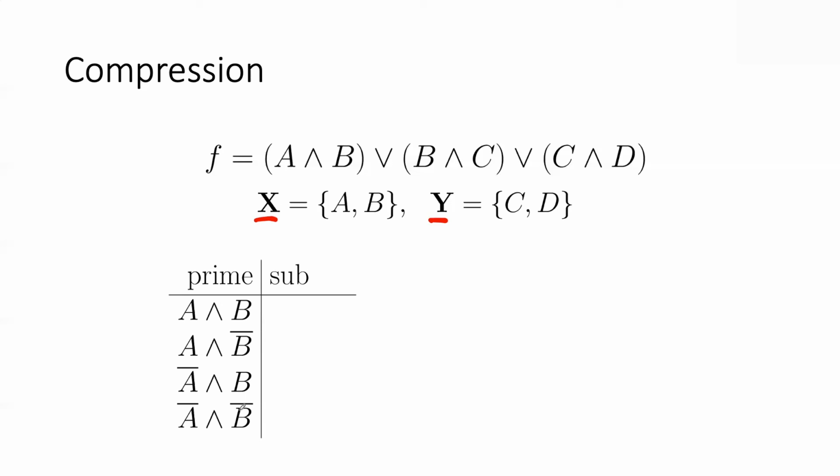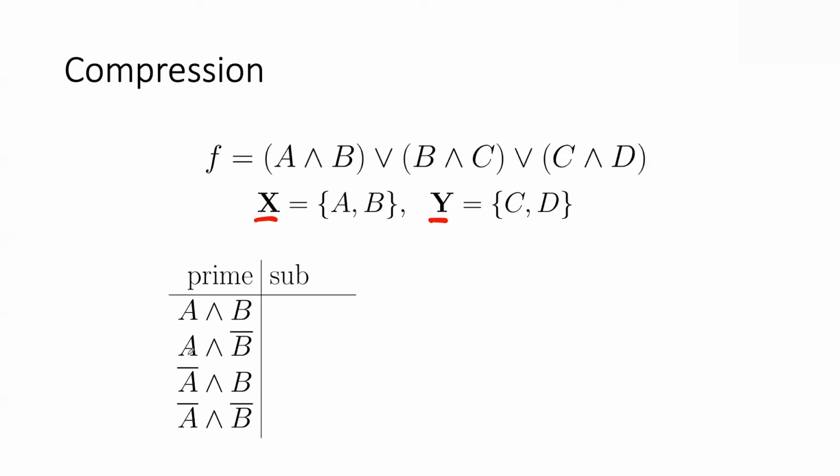Now I want to construct the subs. So for every one of these primes, I'm going to condition that formula on that. So this is like saying A is true and B is true. Let me fix A true and B true in that and see what the formula reduces to. Help me out here. What ends up being the formula when I fix A to true and B to true? What does this reduce to? And someone is saying true. Fantastic. That would be the sub here.